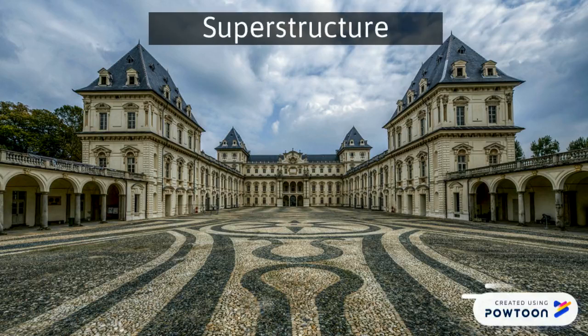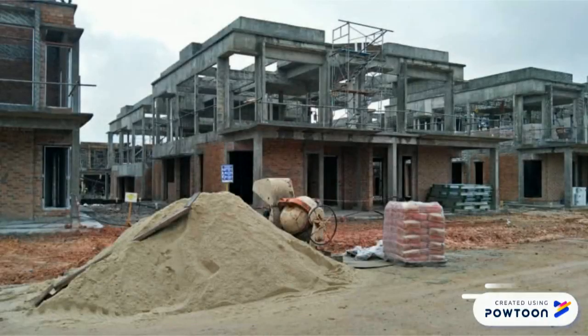The next stage of construction is the superstructure process. Superstructure are all members of the structure located above the substructure, which is at the top of the ground level, including the earth bin and solid soil.